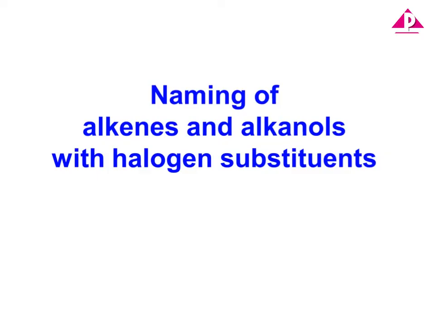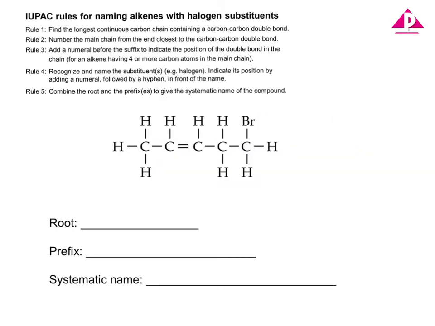This video is about naming of alkenes and alkanols with halogen substituents by the IUPAC system. We will use the basic IUPAC rules for naming. Let us first consider the naming of an alkene with a halogen substituent. In this compound, the longest continuous carbon chain that contains a carbon-carbon double bond has 5 carbon atoms.